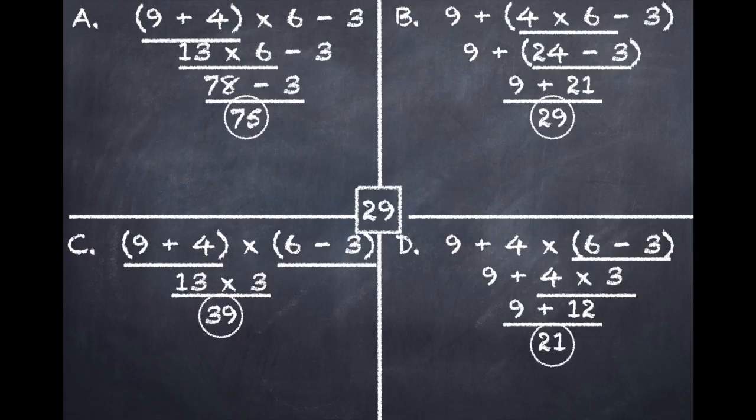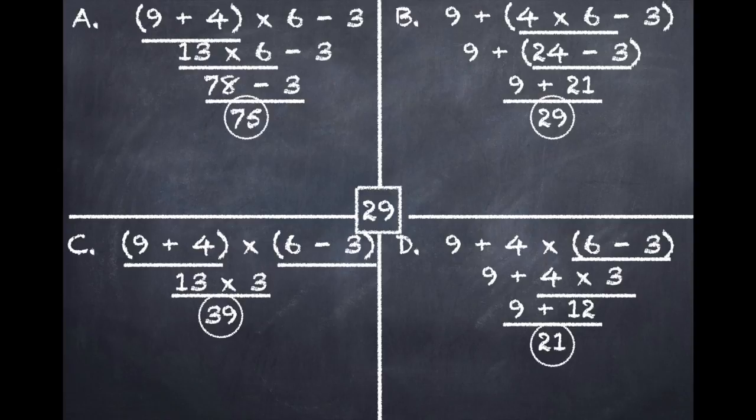Okay, here are the answers for the previous slide. Go ahead, look over your work, look over what I have on the screen, and double check to make sure that you got the right answer. So when we go through and look, we know we're looking for 29. A says 75. We can mark that out.